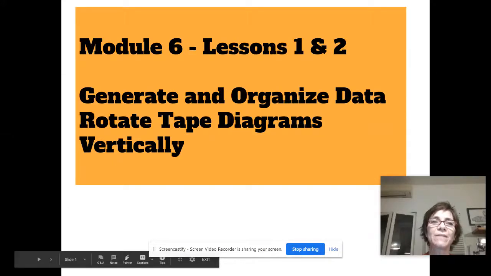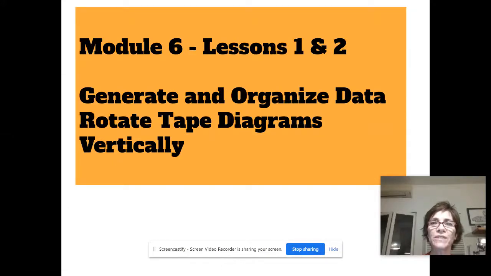Hi, boys and girls. Today in math, we're going to continue with our module 6, and we're going to look at lessons 1 and 2. We are going to see how we can rotate tape diagrams and organize and present data. First of all, pause the video and grab pencil and paper so you can do the work together with me.